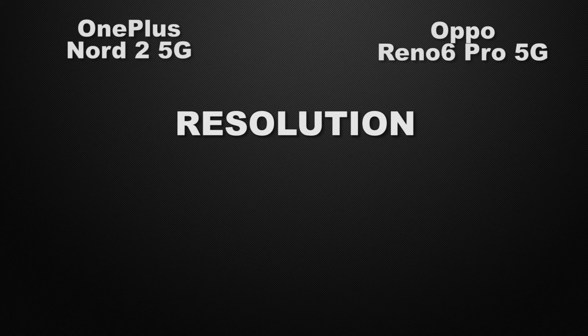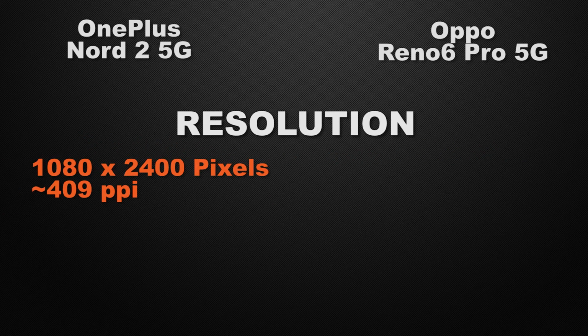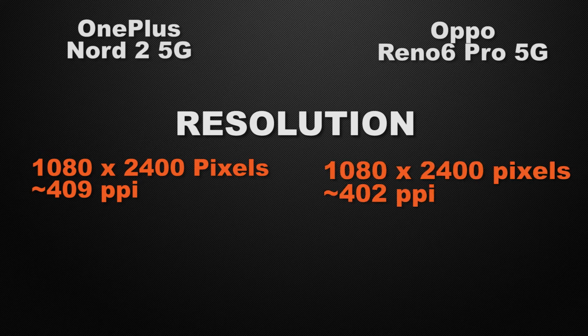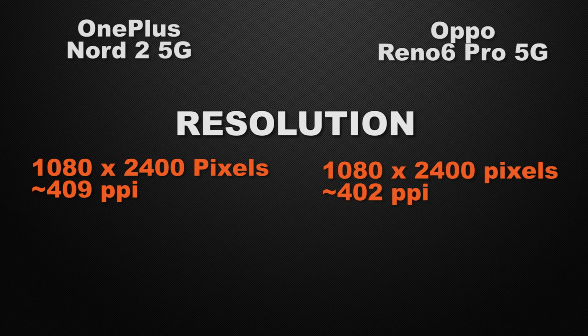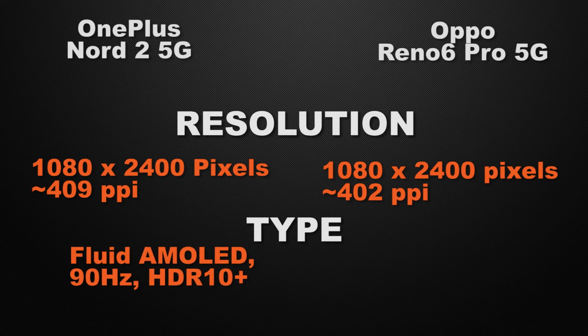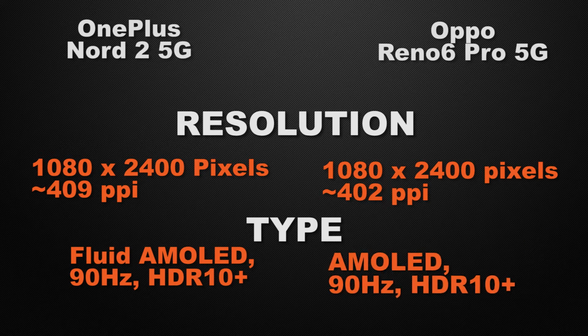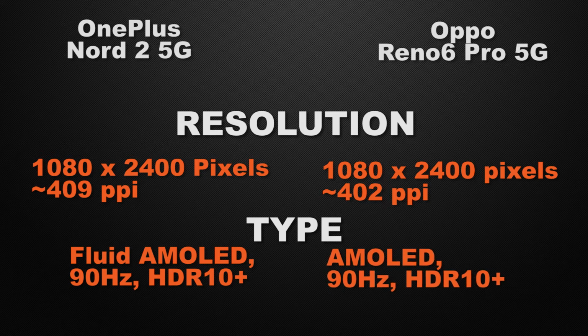Let's talk about the screen resolution of the devices. Nord 2 comes with a Full HD Plus display. On the other side, Reno 6 Pro also has a Full HD Plus display. So it's a tie here. And about the display type, Nord 2 has a Fluid AMOLED display with a 90Hz refresh rate and HDR10 Plus support, whereas Reno 6 Pro has an AMOLED display with a 120Hz refresh rate and HDR10 Plus support.